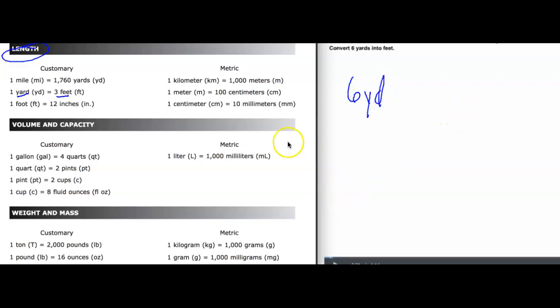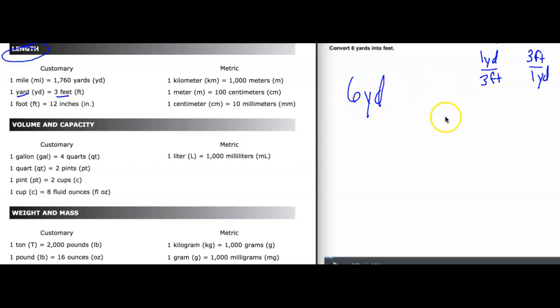Okay, so the unit rate that we can use over here in the chart, we know that 1 yard is the same as 3 feet. And we could also use 3 feet is the same as 1 yard. These are both unit rates. But which one are we going to use in order to cancel out yards and be left only with feet?